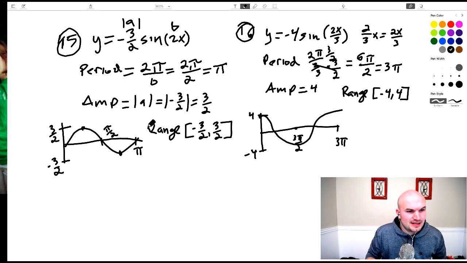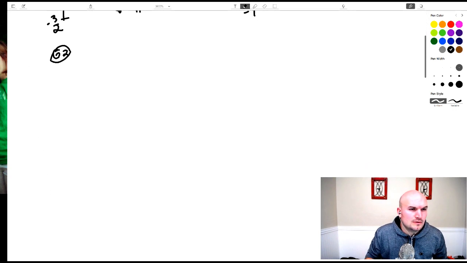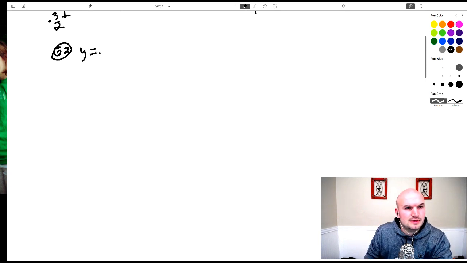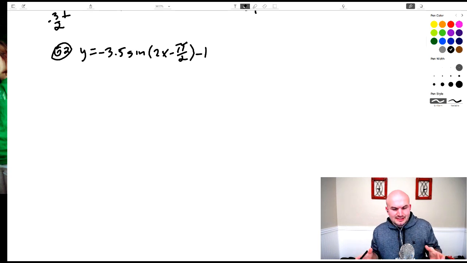So the next one that we worked on was number 62. When we're looking at number 62, that problem was y equals -3.5 sine of 2x minus pi halves, minus 1.